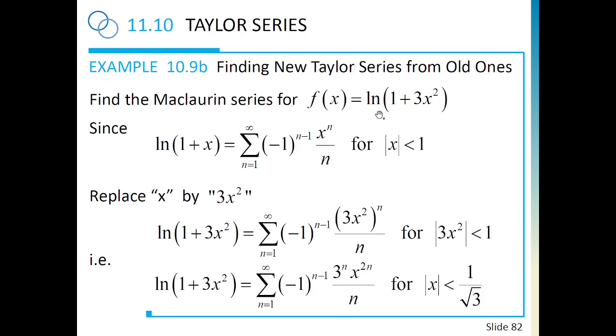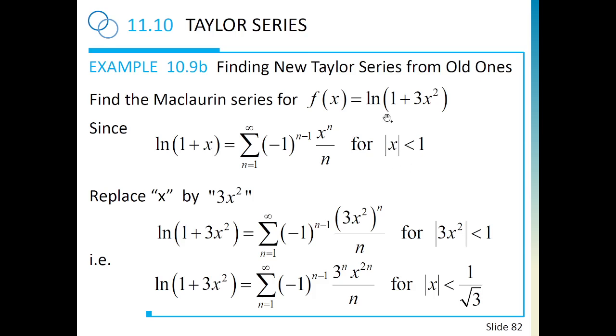Similarly, if I have ln of 1 plus 3x squared, for instance, we already computed a series for ln 1 plus x. We did this process the hard way, so computing the derivatives. We could also integrate the function 1 over 1 plus x to get this result. So there are two ways, and in this case the series is convergent for x in absolute value smaller than 1. So that's very important here.